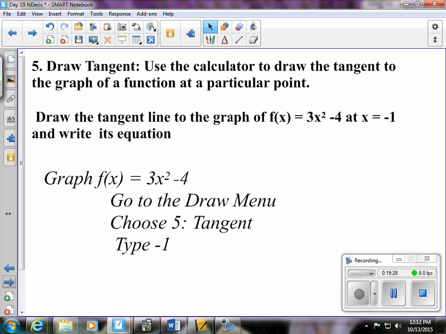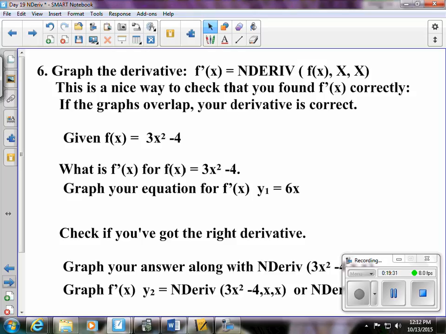Now, there's one other thing you can use the calculator for. Like I told you, it won't tell you the derivative is 6x. But here's a way you can check if your derivative is right, other than going to Google. Suppose you see f of x equals 3x squared minus 4, and you're thinking maybe the derivative is 6x, but you're not sure. Here's a way you can use your calculator to check. You think it's 6x, so you're going to put that in y1.